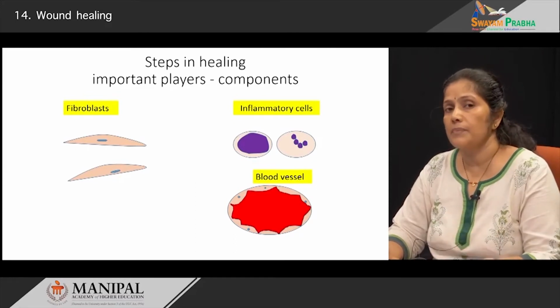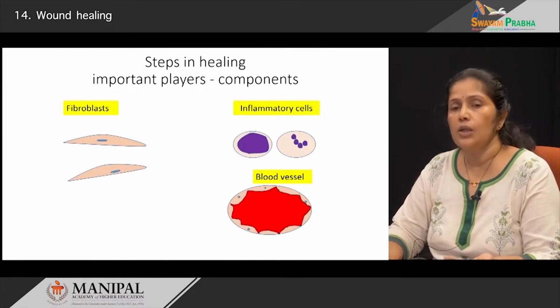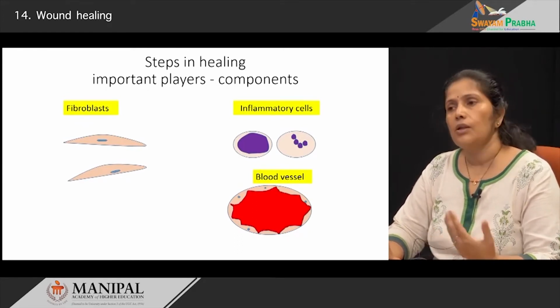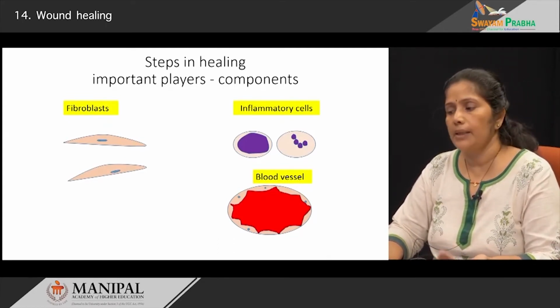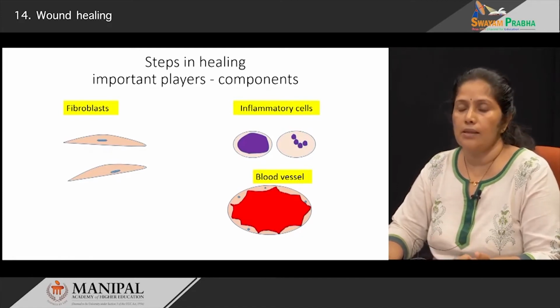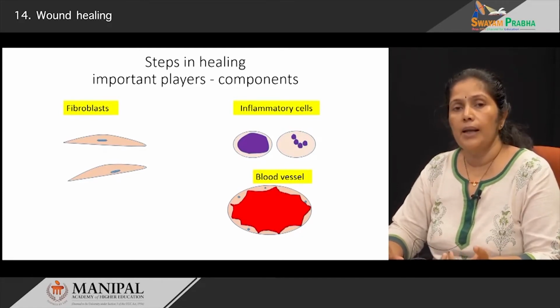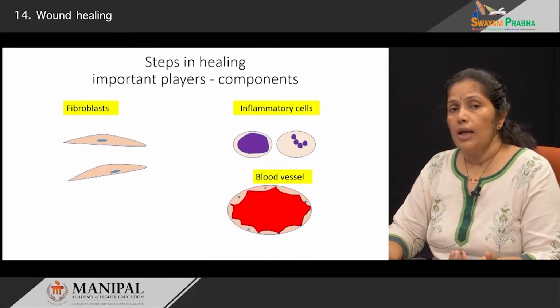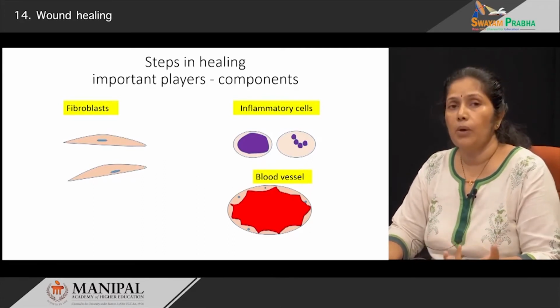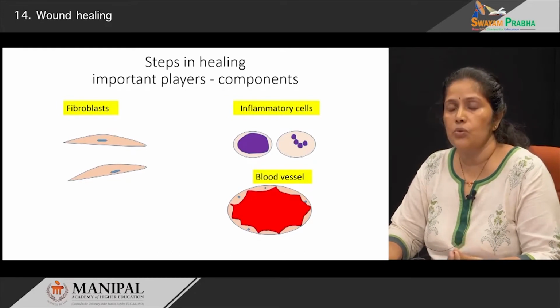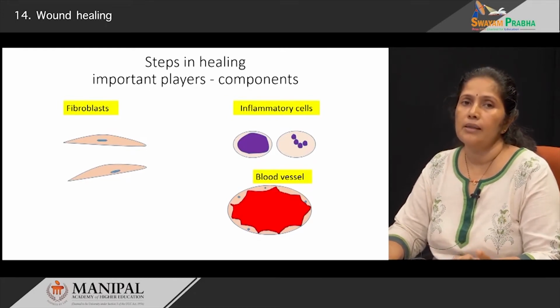So, the first cell that comes in whenever there is injury is the neutrophil. The lobed cell is the neutrophil. That is the first cell which comes in, following which you can have the macrophages or the lymphocytes which will come in next. And along with this, the third important player is the blood vessel. New blood vessels sprout in these areas of injury, which will help to provide nutrition to the newly forming tissue. So, please remember these are the three important structures or tissues that we will be talking about again and again in tissue repair.